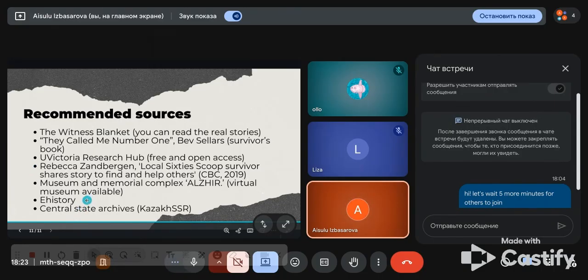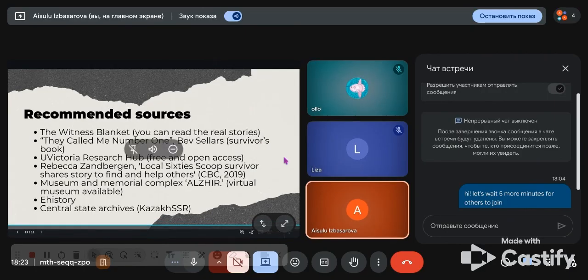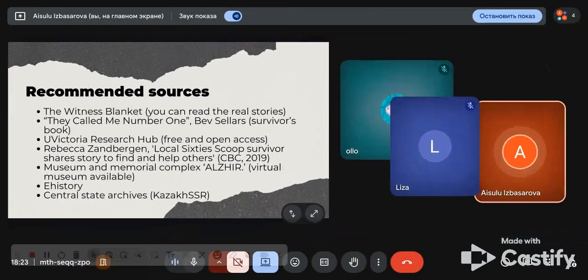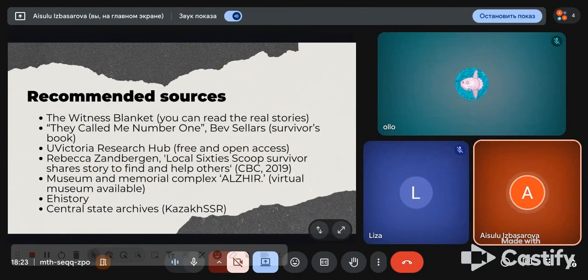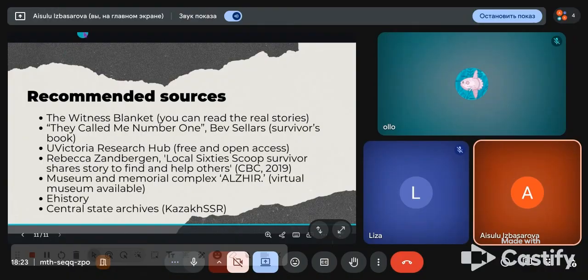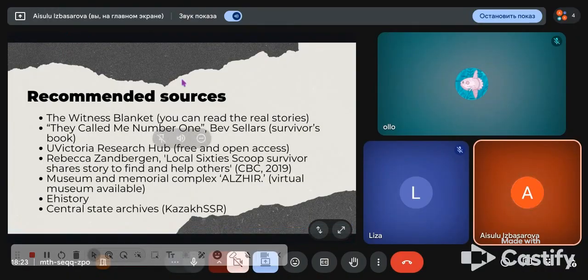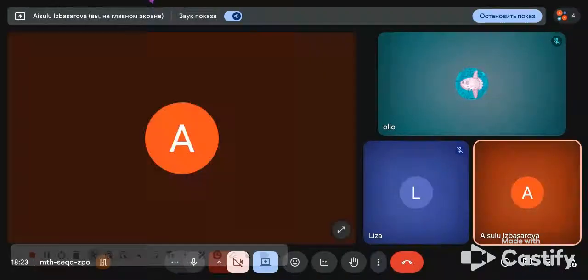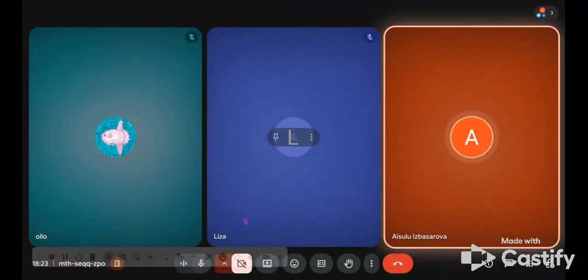There are some articles in Russian, some articles in Kazakh and English. And if you want to read some primary sources, you can look at the Central State Archives in Kazakh SSR. Basically, that's it. And I want to show you the sources. If you have questions, you can ask right now.